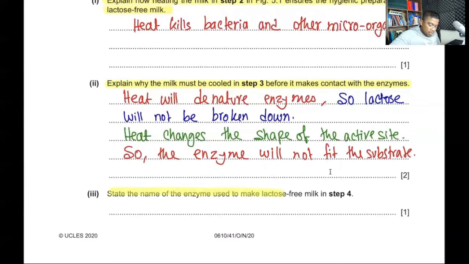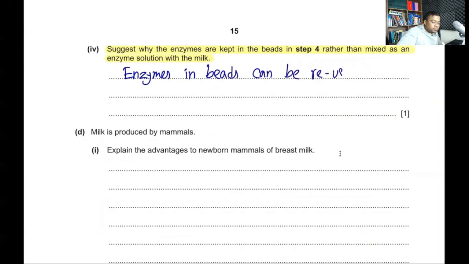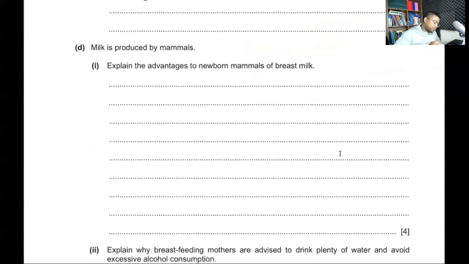State the name of the enzyme used to make lactose-free milk in step 4. So to make lactose-free milk, we require lactase. Moving on. Suggest why the enzymes are kept in beads in step 4 rather than mixed as an enzyme solution with the milk. So if the enzymes are in beads, they can be reused, and it's cheaper that way.